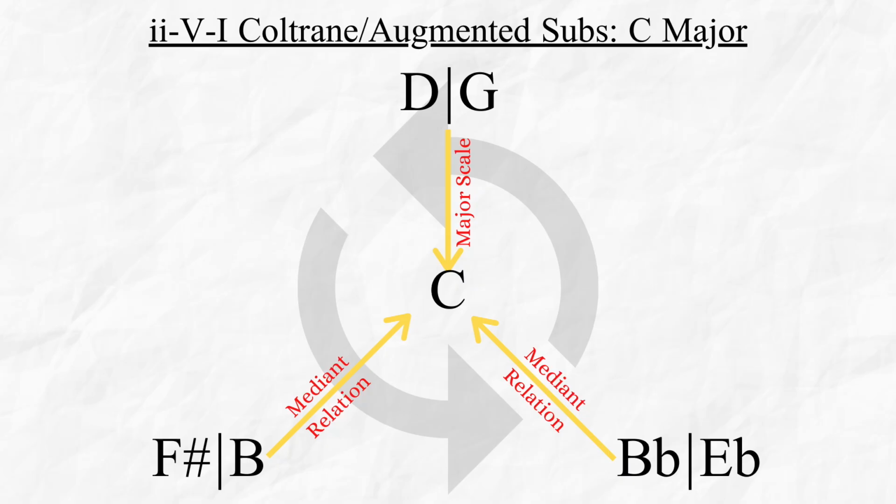The John Coltrane changes, or mediant relation, which means related by thirds, instead of using a diminished structure, are built around an augmented structure, so they transpose in major thirds. Now the main difference is that a diminished seventh chord is a 4-note chord that's symmetrical, whereas an augmented chord is a triad that is symmetrical.